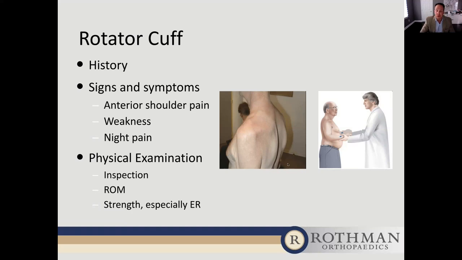I want to check their range of motion, make sure it's not a frozen shoulder. I want to check their external rotation like we're doing up here on the right. That is to me the classic sign of a rotator cuff tear. If somebody has weakness when I resist their external rotation, that is a rotator cuff until proven otherwise, as far as I'm concerned in my practice.